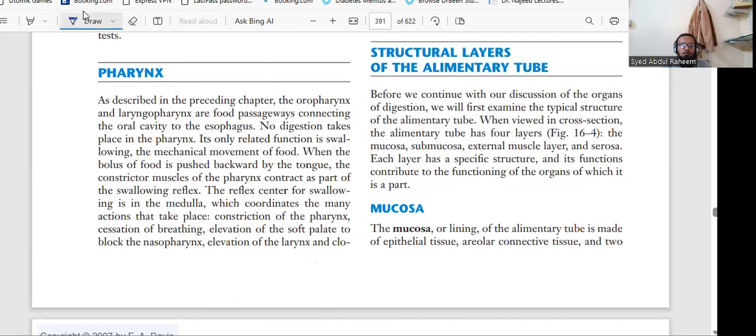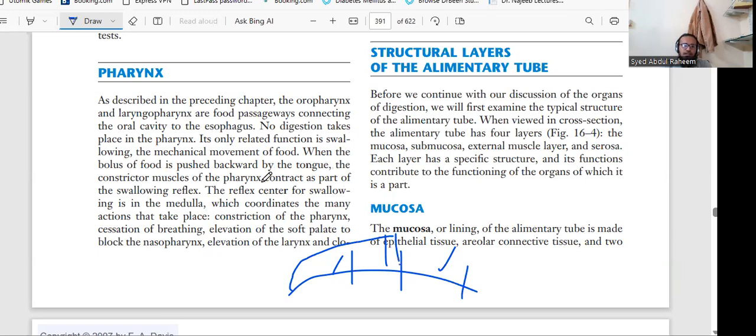The food passes through the oropharynx and laryngopharynx. Naso is from the nasal cavity. Oro and laryngo, this is the food passage area.